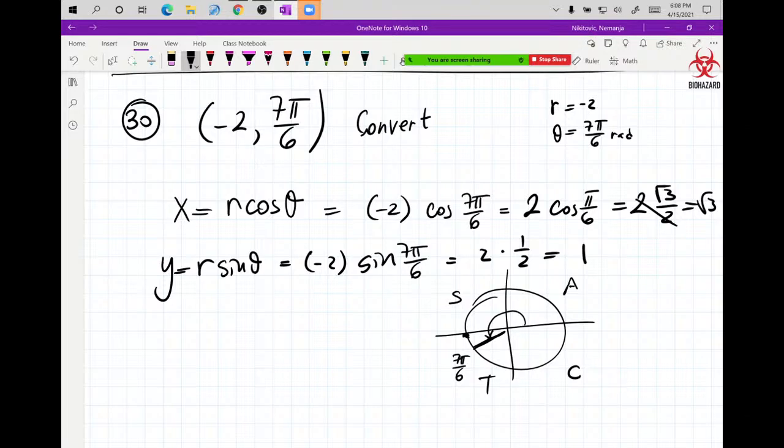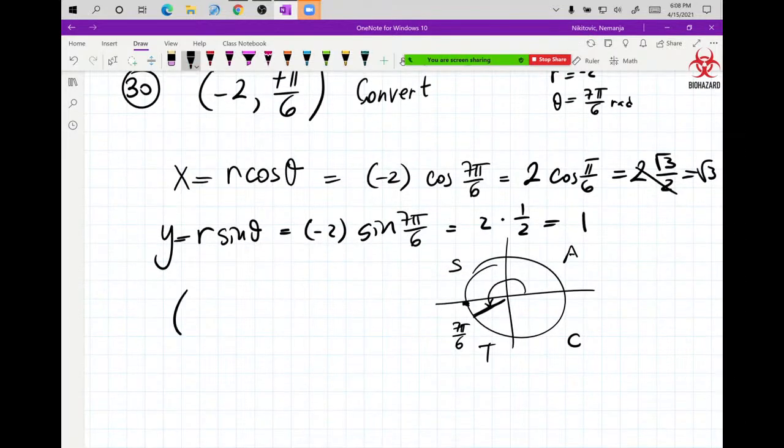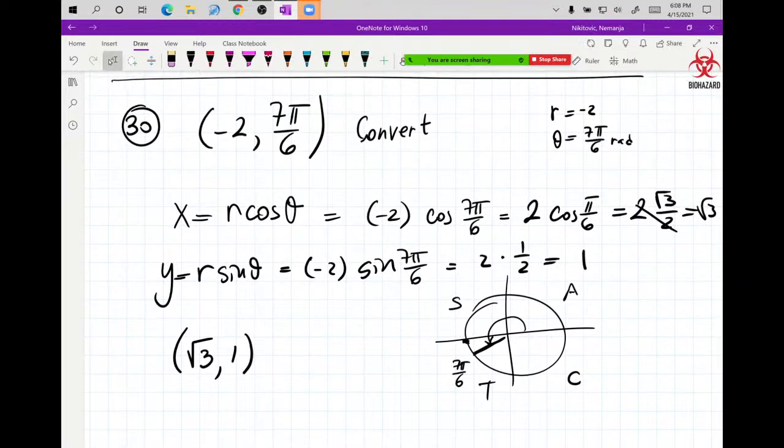Questions, concerns? No? Okay. Present these points: root 3, 1. I mean coordinates as a point: root 3, 1. And we have converted the polar into Cartesian coordinates. Just want to make sure that I did not miss anything. No? We're all good?